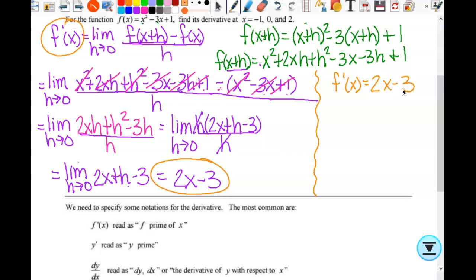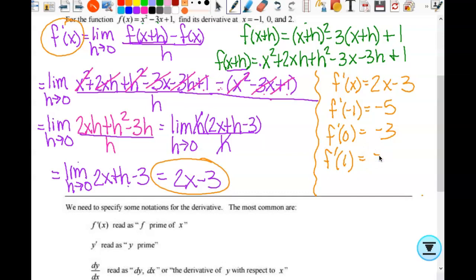So if we want to find the slopes at these given points, let's say I want f prime of -1. I substitute -1 in there. -1 times 2 minus 3 is -5. Agree with that? f prime of 0 is going to be -3. f prime of 1 would be what?